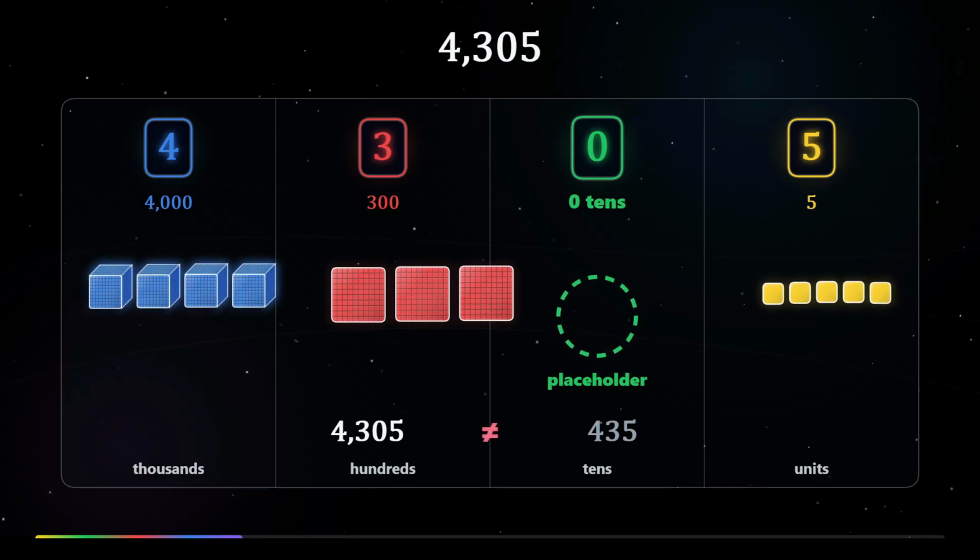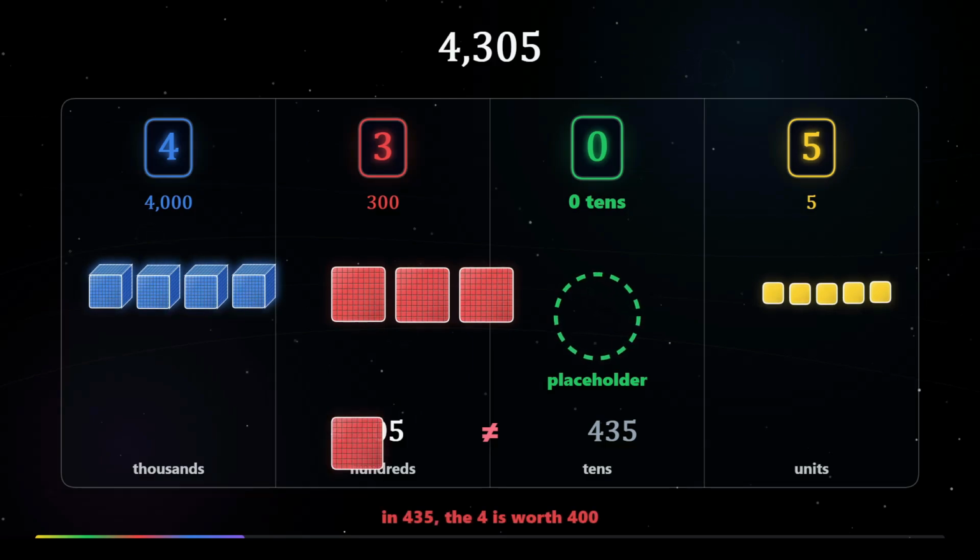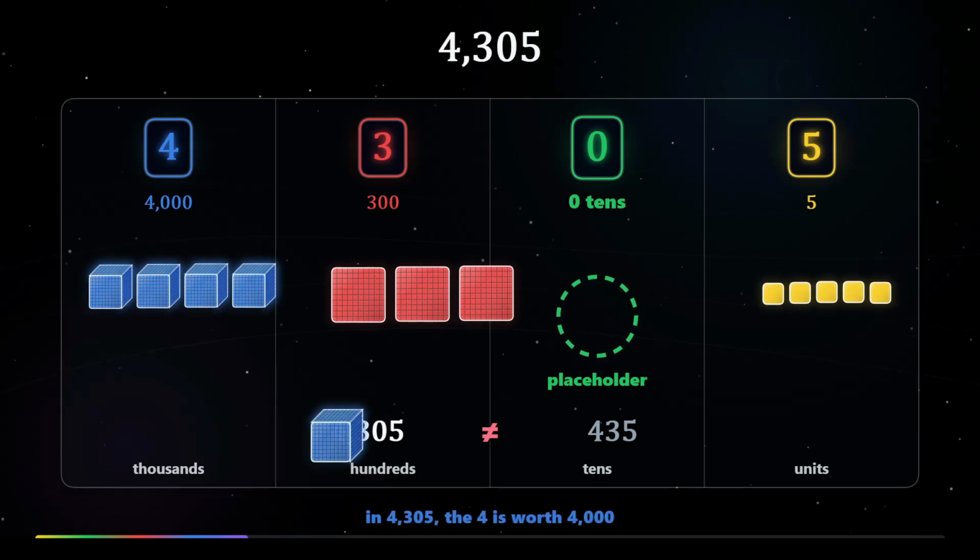That is not a small change. In 435, the 4 is worth 400. In 4,305, the 4 is worth 4,000. So 0 may look quiet, but remove it and the whole number changes.